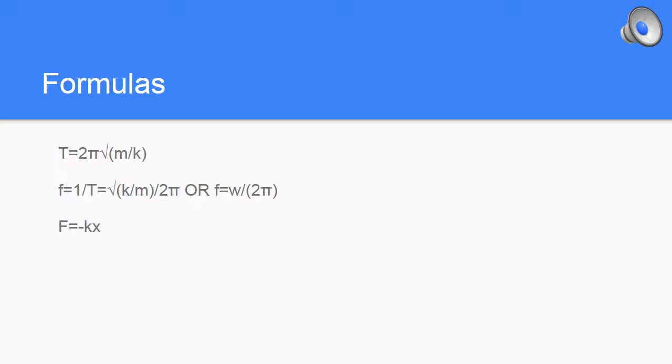The period is equal to 2 pi times the square root of the mass divided by the spring constant, and the frequency is 1 over the period. The period is also 1 over the frequency. They're inverse of each other, and the frequency is equal to the square root of the spring constant divided by the mass, and that's divided by 2 pi. The frequency is also described by the angular velocity divided by 2 pi, and the restoring force is equal to the negative spring constant times the distance of the object from the equilibrium position.